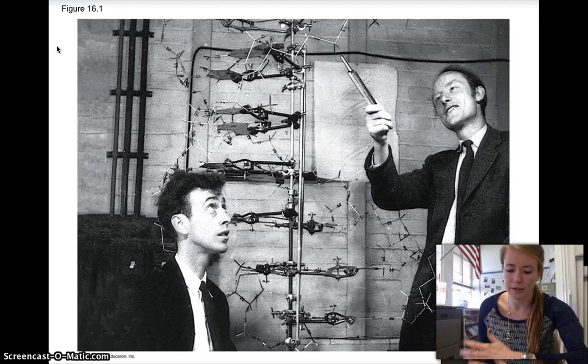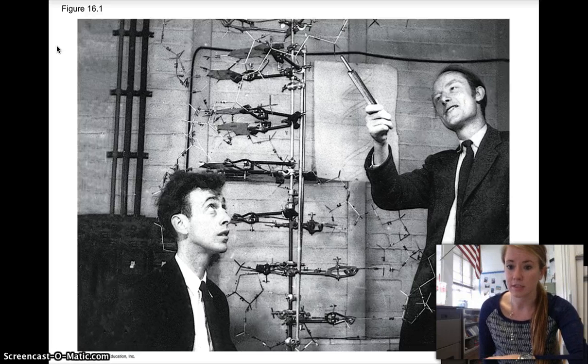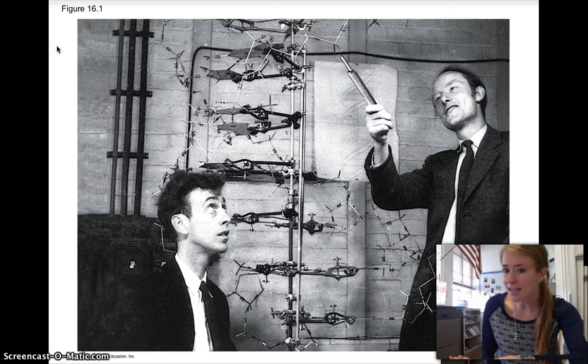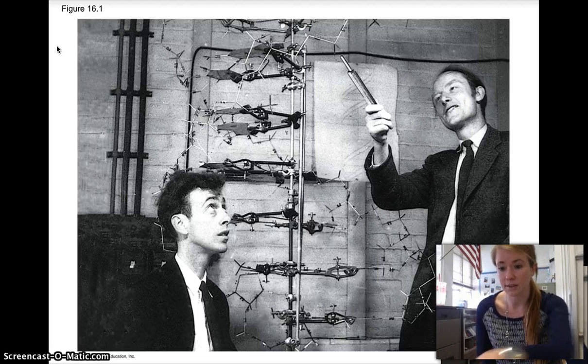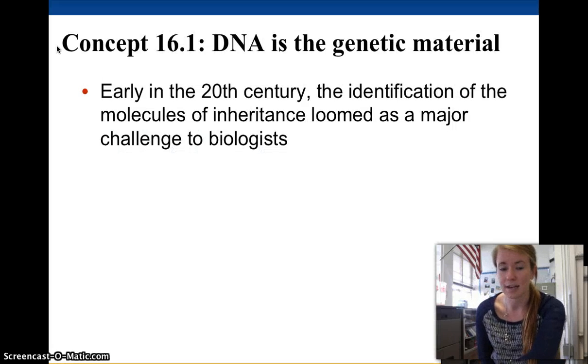And so the very first thing in your textbook is this picture of Watson and Crick, James Watson and Francis Crick, who are the two scientists who discovered the structure of DNA. And you guys are going to have that down without a question, but they are very famous, and we're going to talk a little bit about what they did to get there.